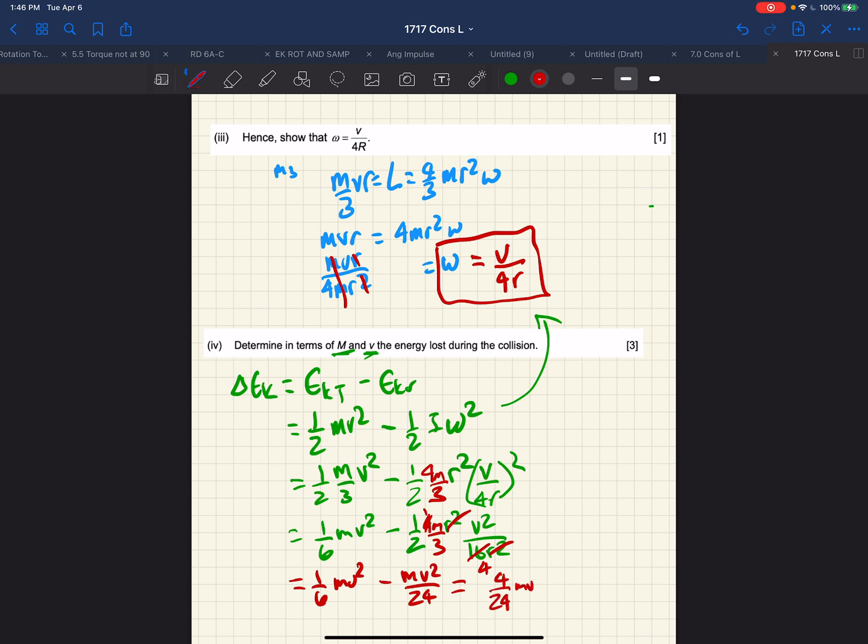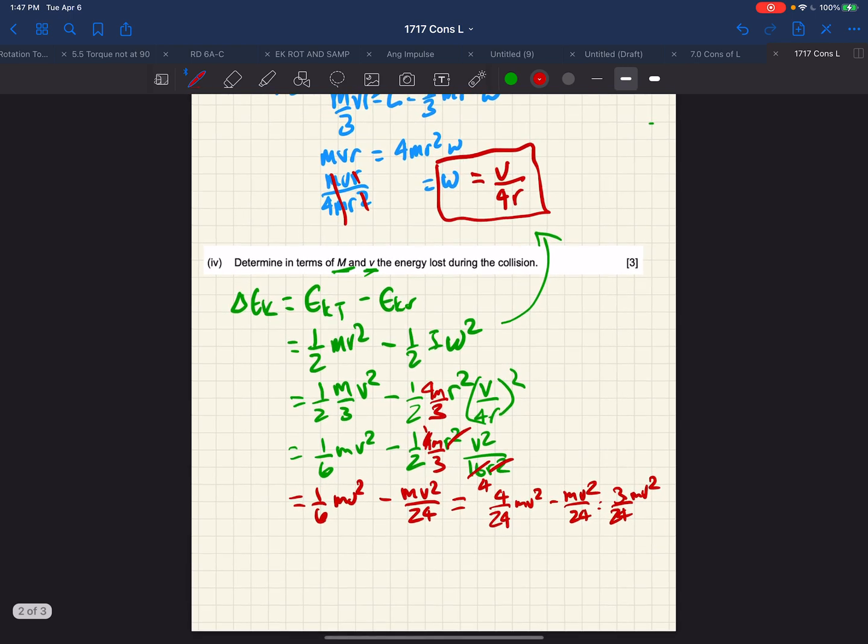4/24 mv squared minus 1 mv squared over 24 gives us 3/24 mv squared, which then reduces to 1/8 mv squared. And that is the energy lost. 1/8 mv squared.